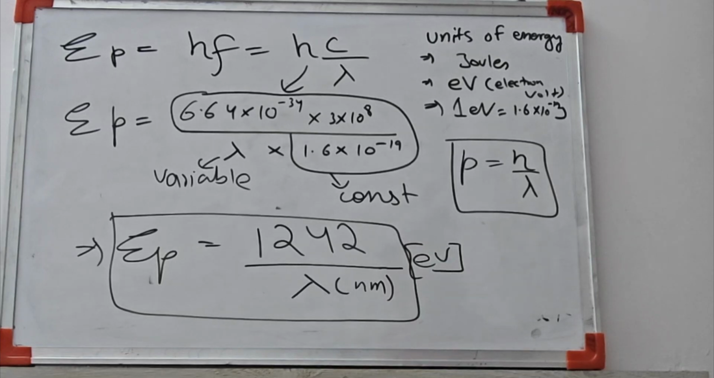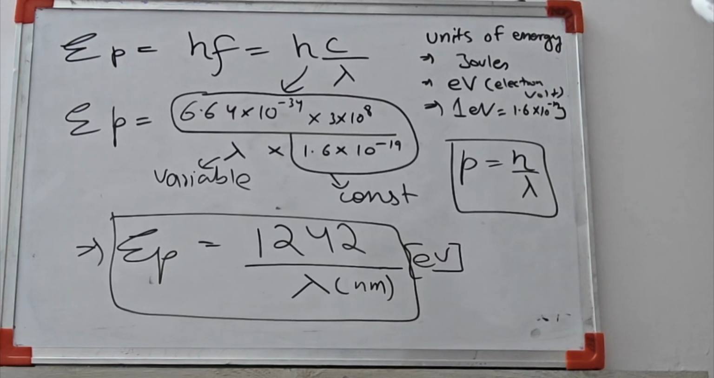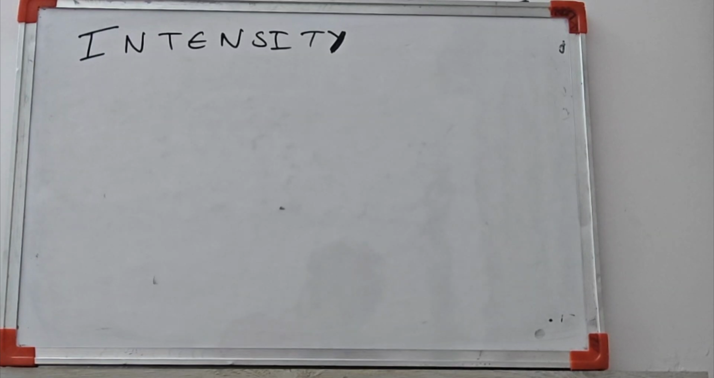Now these all are constants and we have one variable, which is lambda. When you calculate all the constants, it comes out to be 1242. And when you divide it by lambda, the answer comes as the energy of the photon in electron volts. This is a beautiful result you can memorize. So to solve the questions, directly put the value of lambda here and you will get the value of the energy of the photon. Okay, so we are done with the energy of the photon.